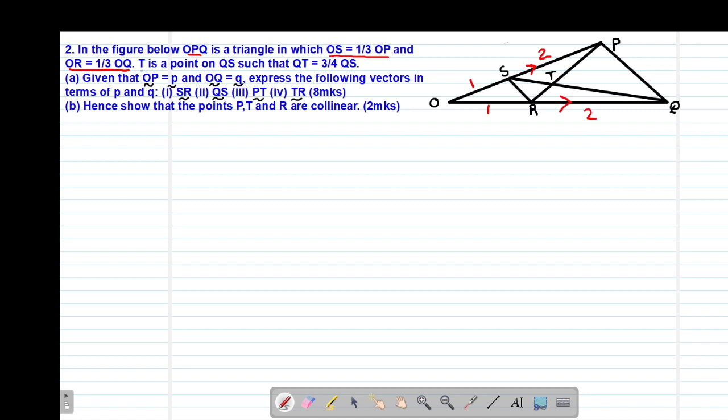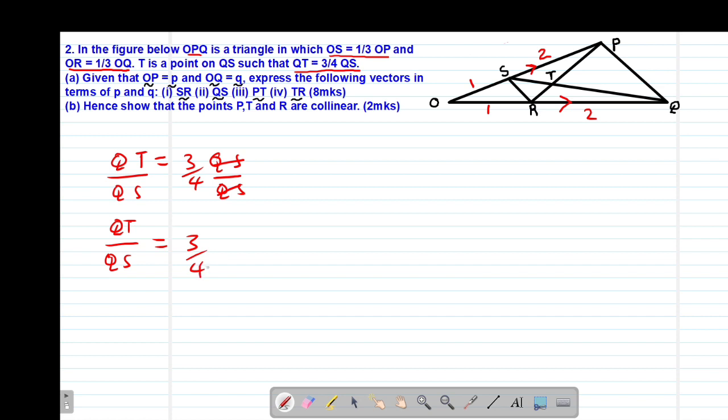Then you are also given another ratio. We are told that T is a point on QS such that QT is equal to 3/4 of QS. So if QT is equivalent to 3/4 of QS, for me to get the ratio, I'm going to divide both sides by QS so that the QS can cancel out. So the ratio of QT to QS will be 3 divided by 4, which can also be interpreted as QT to QS being equal to 3 to 4.